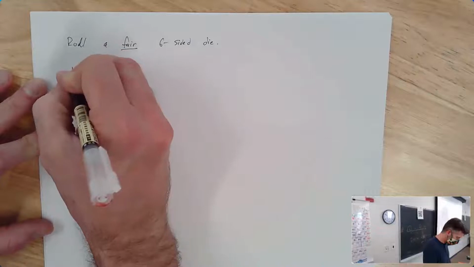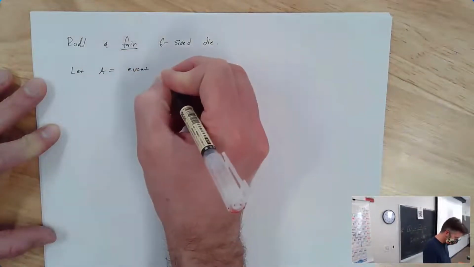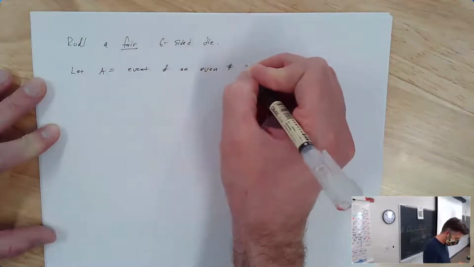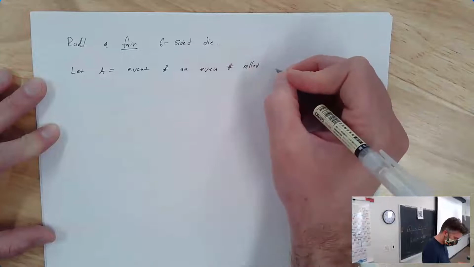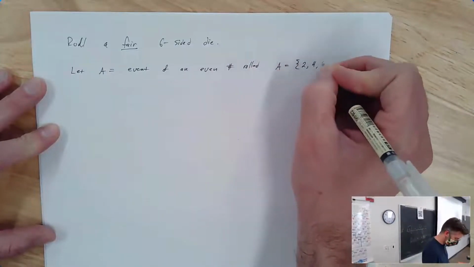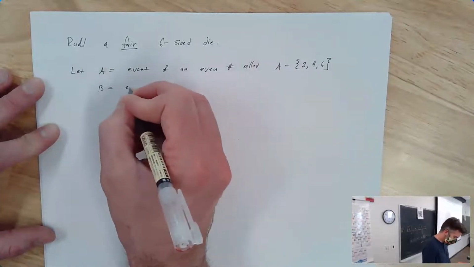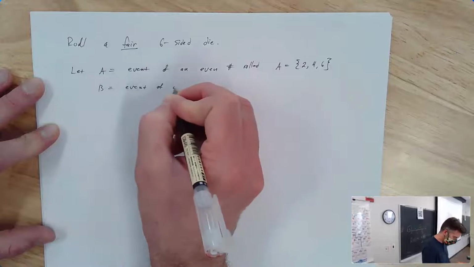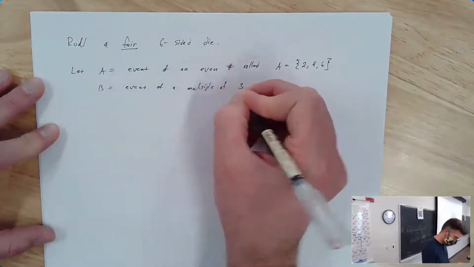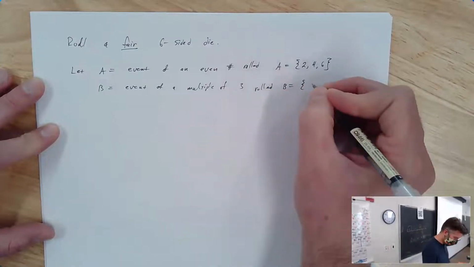And we're going to let A be the event of an even number being rolled. So A is going to be consisting of either rolling a 2, a 4, or a 6. And B is going to be the event of a multiple of 3 being rolled. So B is going to be the event that we roll a 3 or a 6.